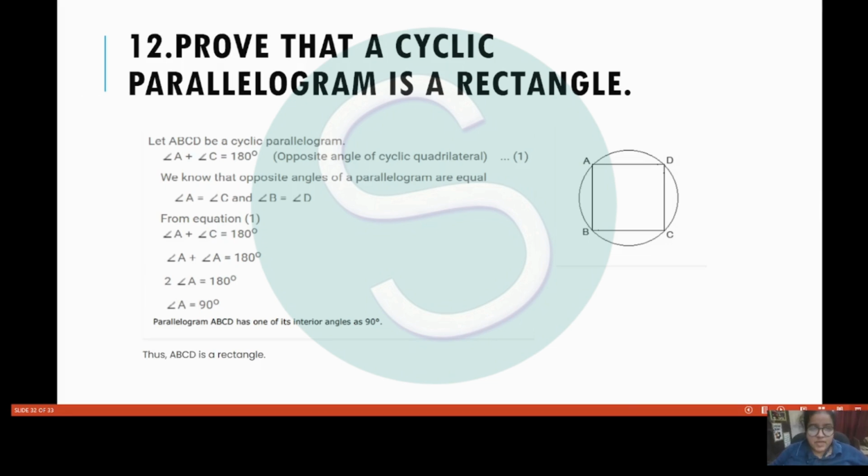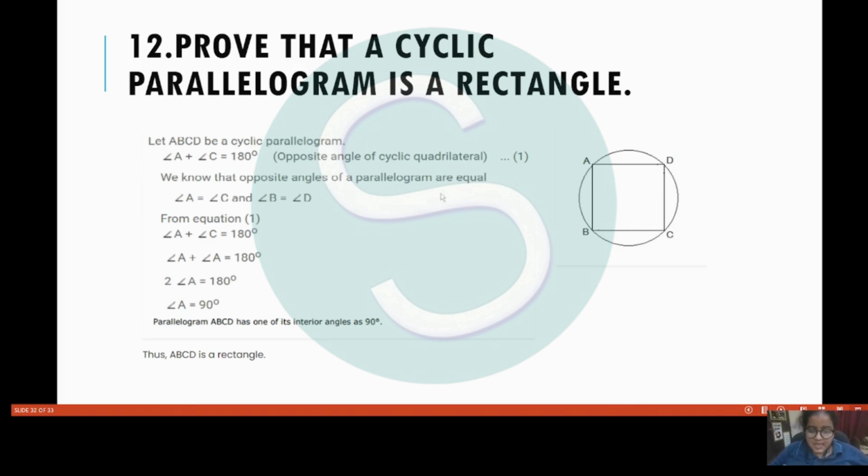Now we will move to the next question. Prove that a cyclic parallelogram is a rectangle, right? So question is similar to the previous one. हमें क्या given है कि ABCD is a cyclic parallelogram.